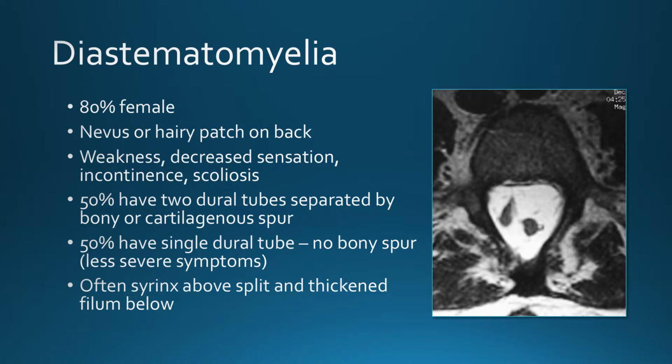Half the time there are two separate dural tubes, and they're separated by a bony or cartilaginous spur. Half the time there's a single dural tube without a bony spur. These tend to present later on, often in adulthood, and they have much less severe symptoms. There's often a syrinx above the split and a thickened filum below the split.